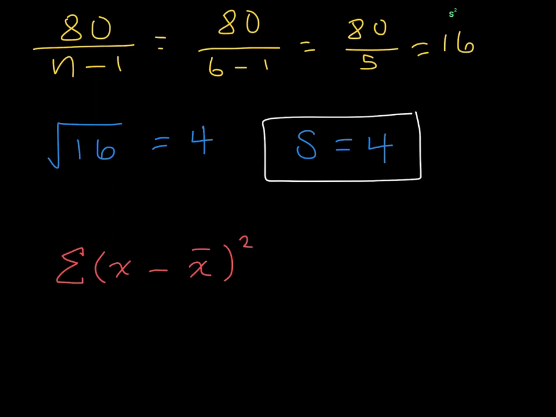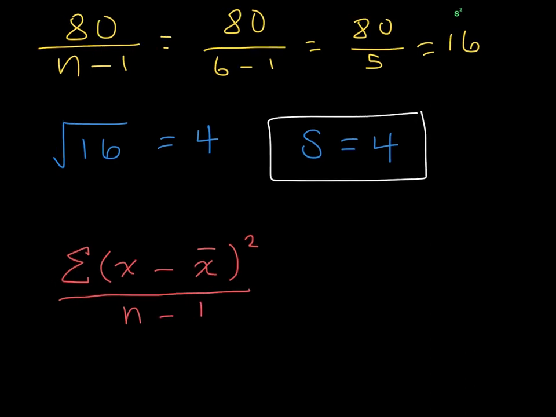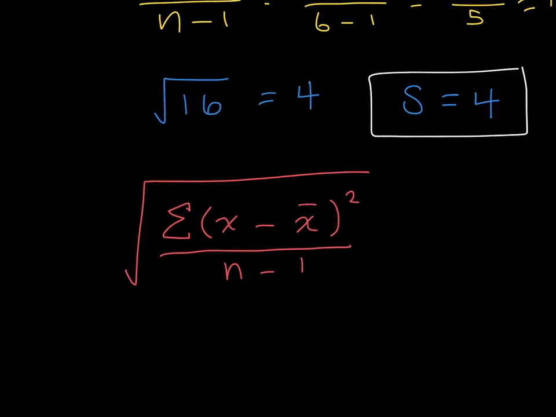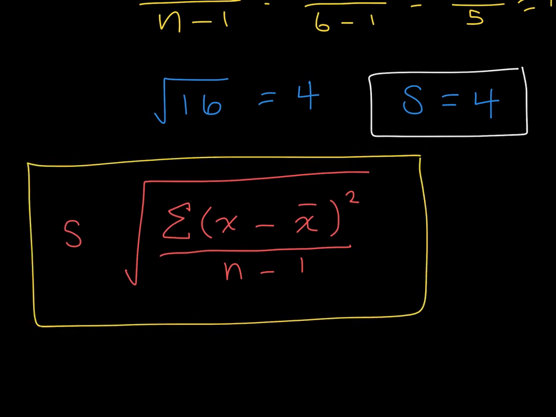Remember, that was 80. And then we divided that sum, which is 80, by n minus 1. And then we took the square root, so this is the variance right there. Before the square root, this is the variance, which in our example was 16. And then we took the square root of this, and this here is the standard deviation. So this, folks, you may want to highlight this or box this. This is the formula for the standard deviation of a set of data.